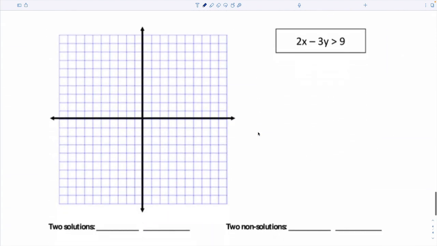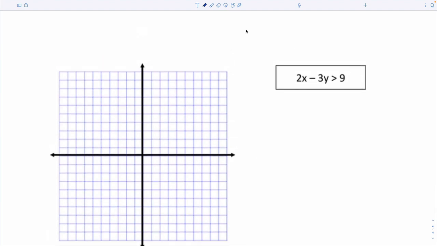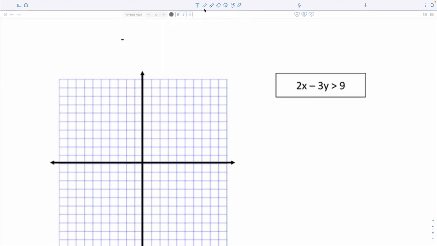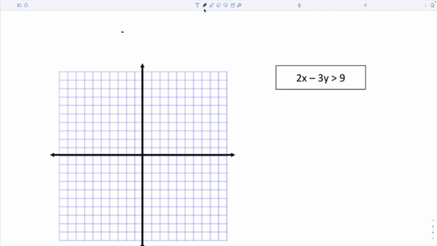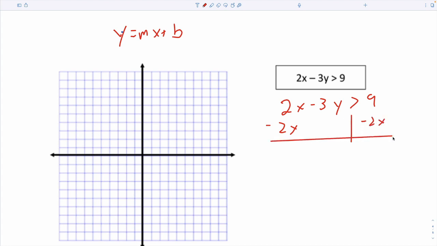Next page. When you have an equation not in slope-intercept form, you're going to change it. If you have 2x minus 3y is greater than 9, the goal is to get it in slope-intercept form. It should look something like this. Take your equation, and let's move some things around. I'm going to subtract 2x on both sides. The whole goal is to get the y by itself.